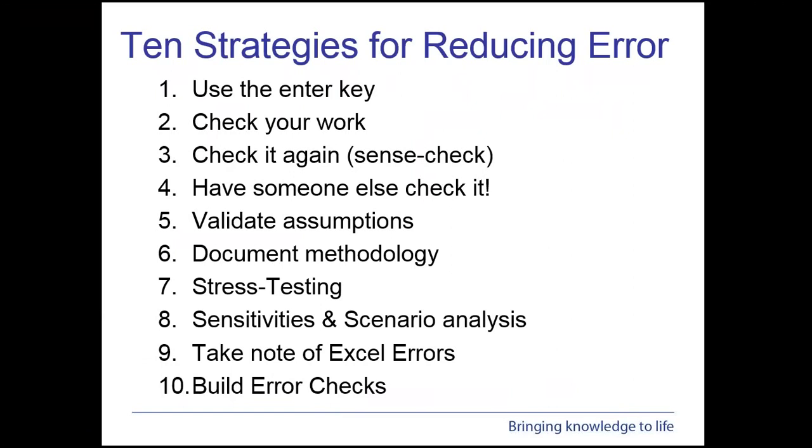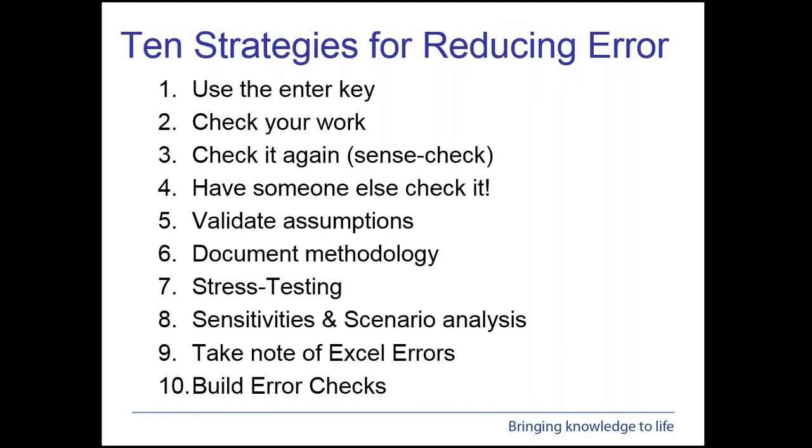So those are the 10 strategies that you can use for reducing the risk of error in your financial models. Just in summary, get into the habit of always using the Enter key, don't click somewhere else, check your work. When you've finished editing your formula, check it and then check it again. Make sure that you sense check it, and once you've checked it 3 times, have somebody else check it. Those are the techniques that you should get into the habit of using to reduce the possibility of errors in your model.